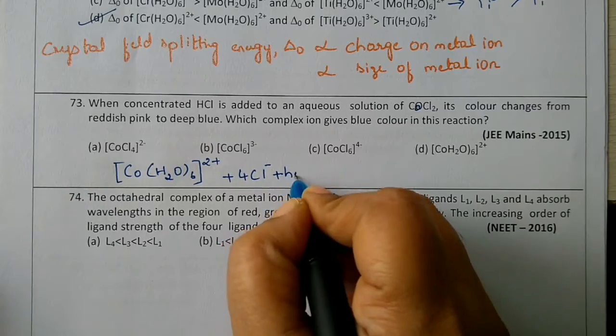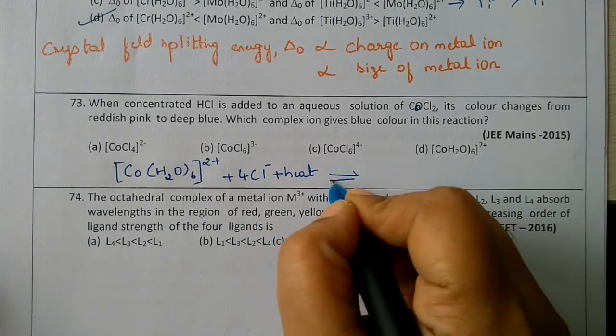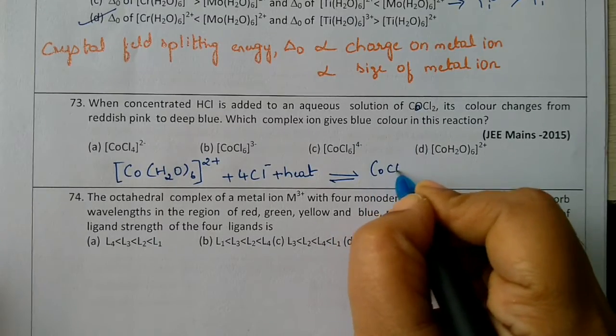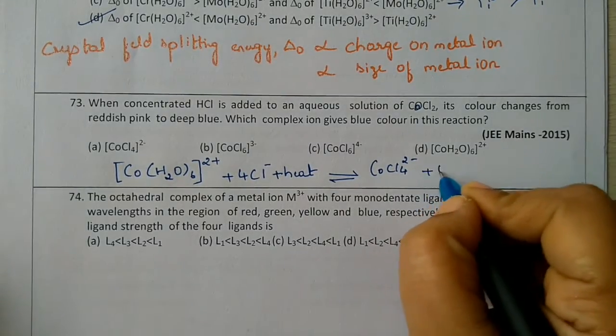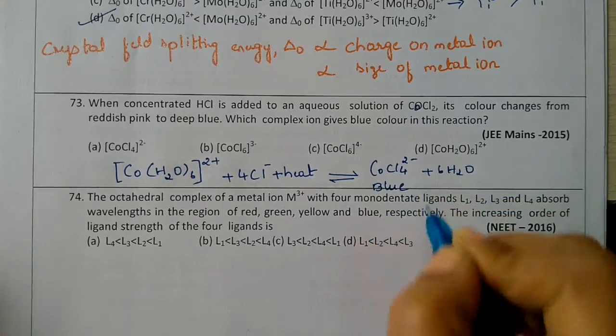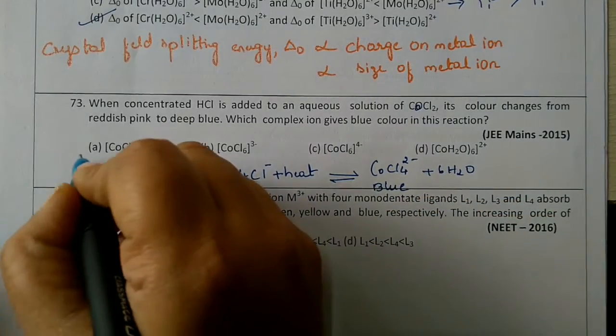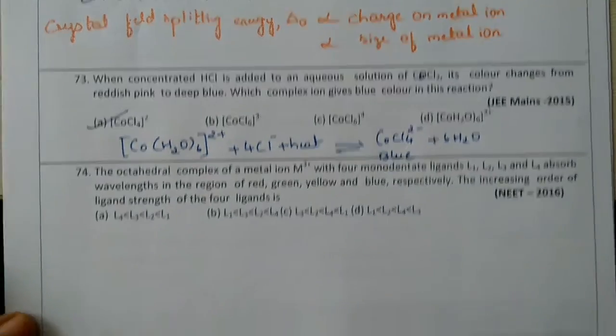So when you heat the mixture, we are going to get a complex, CoCl4 2 minus plus 6H2O. Which is blue in color? CoCl4 2 minus. Option A is the correct answer.